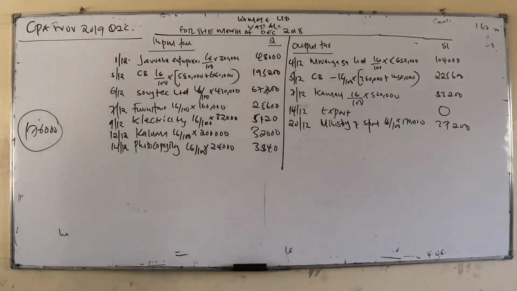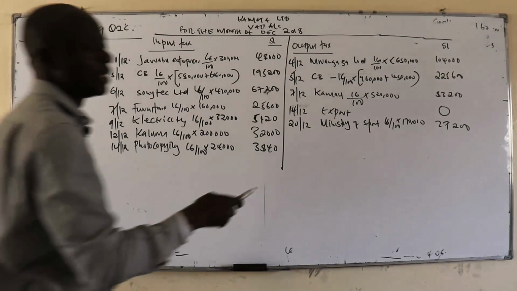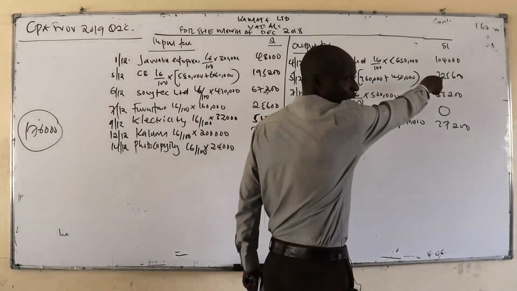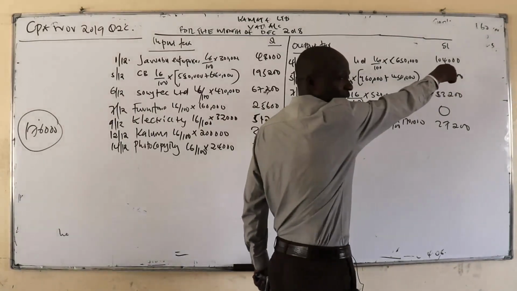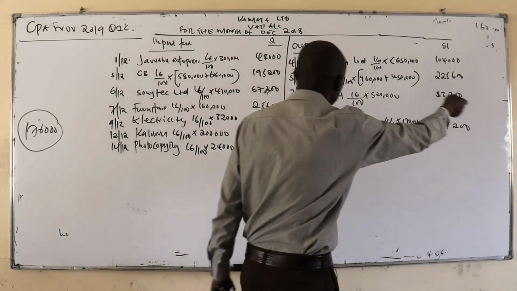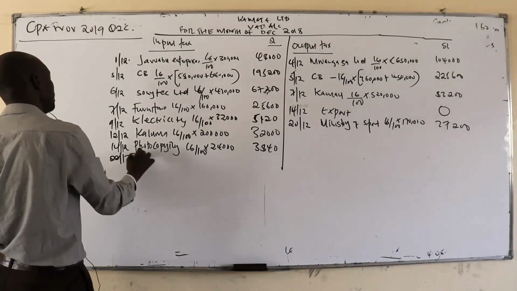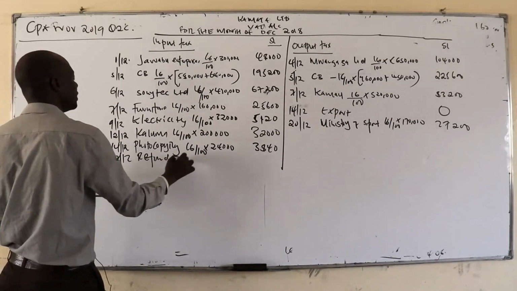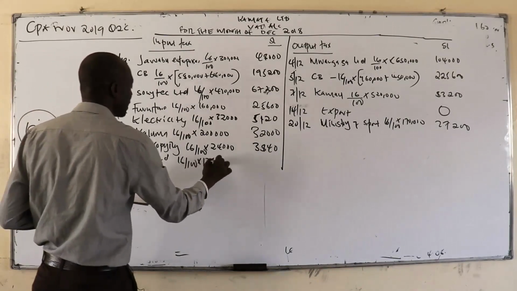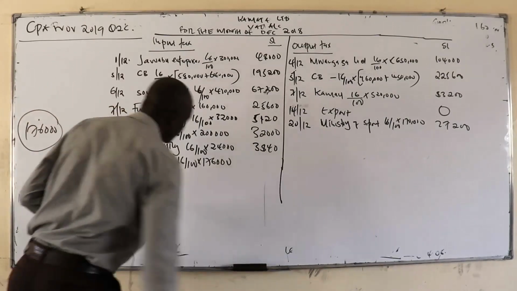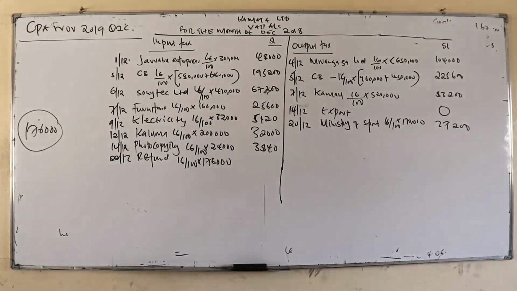Refund to customers who had bought in cash. So the cash, this one, it means this 176 is included here. See, it is part of this amount here, isn't it? But now we refund. That refund is on which date? 22nd of December. So 16 out of 100 times 176,000. How much will that be? 28,160.